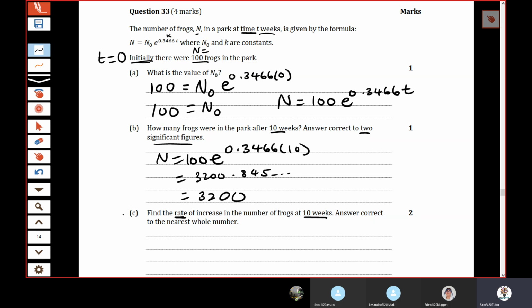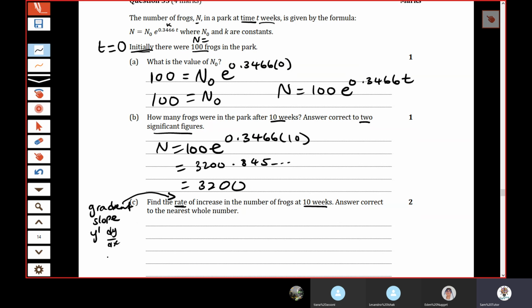Gradient. Yeah, rate is just a gradient, which is a slope, which is y dash, calculus, which is dy/dx, and so on. Speed is a rate. You know what I mean? A change in distance with respect to time. So find the rate of increase in the number of frogs at 10 weeks.